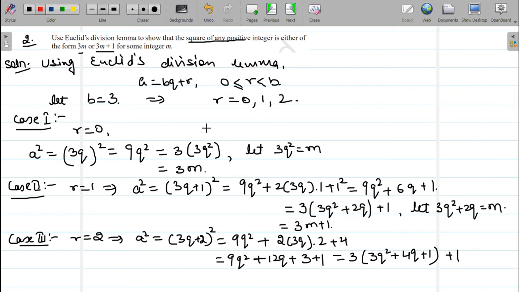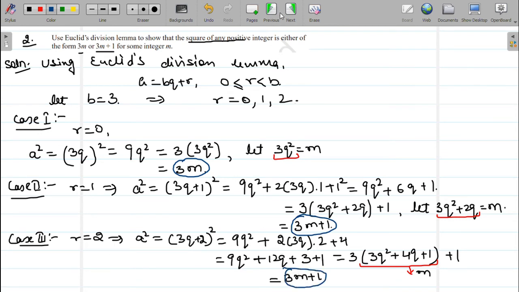Here again, if I put this one as m, so ultimately we will get the final expression again as 3m plus 1. This is what we had to prove, that the outcome expression should be 3m plus 1, or this is also 3m plus 1.